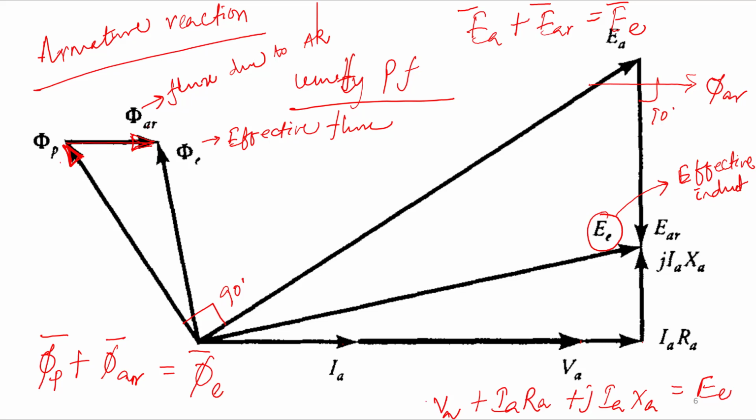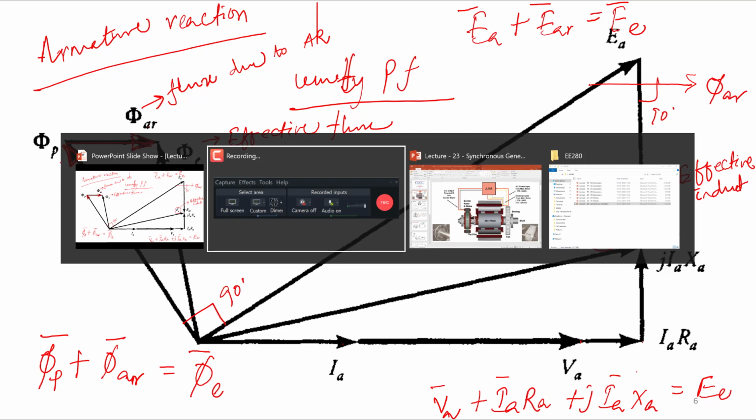VA is the terminal voltage. So now I hope this phasor diagram considering the armature reaction is clear. Is there any doubt in this? This is for the unity power factor. Now I will ask you to draw it for the lagging power factor. Please do it.